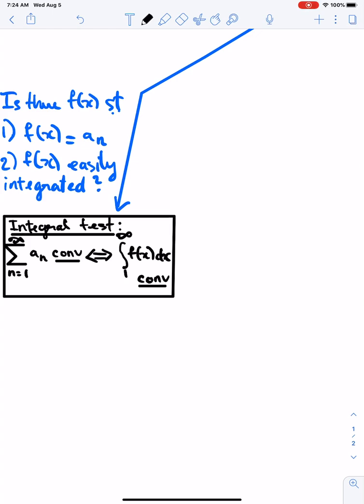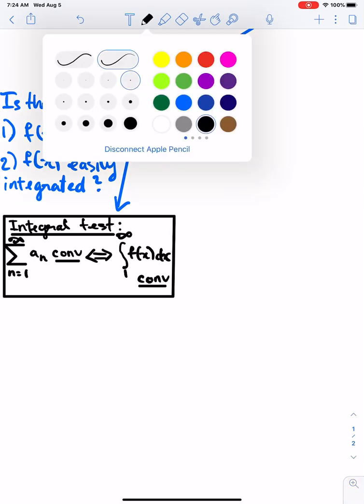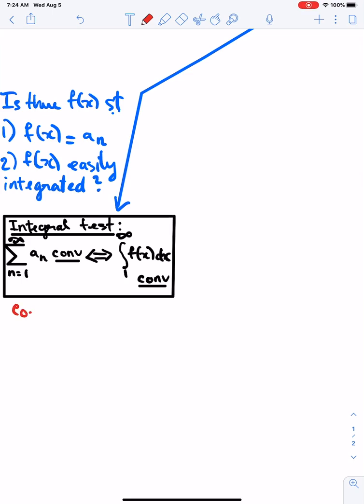This is nice, right? Because using the test, I could do the improper integral. Thus, we can use calculus to show convergence or divergence. So what are the conditions for this test? We have to check conditions.